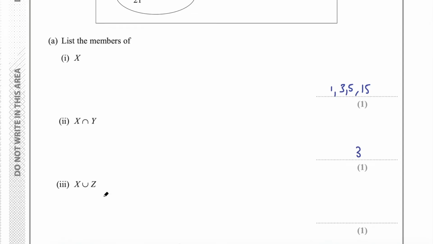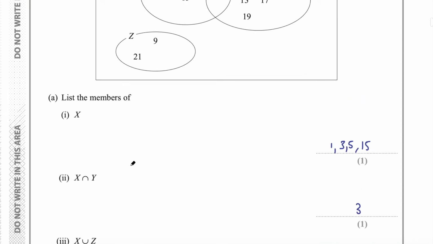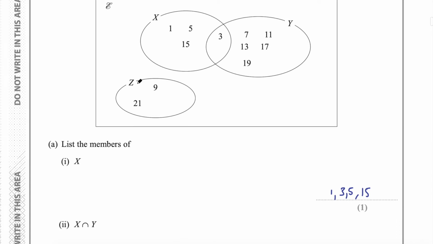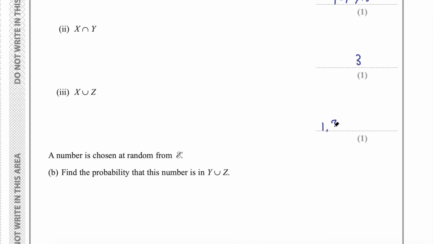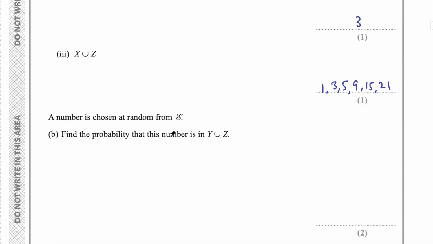Part 3 says list the members of X union Z, which means everything in X and in Z. So that's going to be 1, 3, 5, 9, 15 and 21. And part B says a number is chosen at random from the universal set E. Find the probability that this number is Y union Z.